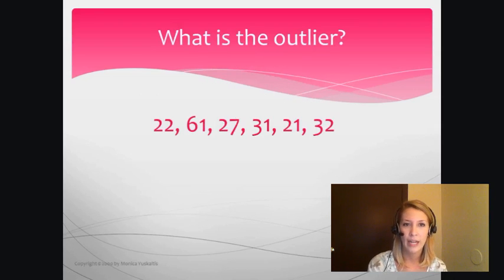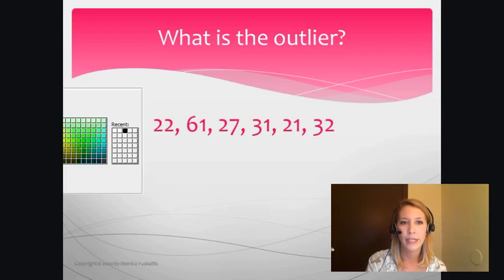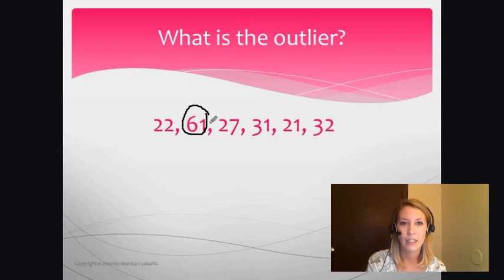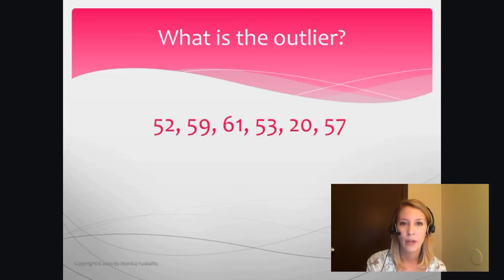So let's take a look at an example. Here we have the values of 22, 61, 27, 31, 21, and 32. All of those numbers are pretty similar except for 61. 61 is way bigger than the other values provided, so 61 would be the outlier. Taking a look at one more example, most of our numbers are in the 50s and the 60s. And then we have 20. 20 is much lower than the other values of this data set, so it would be considered the outlier.